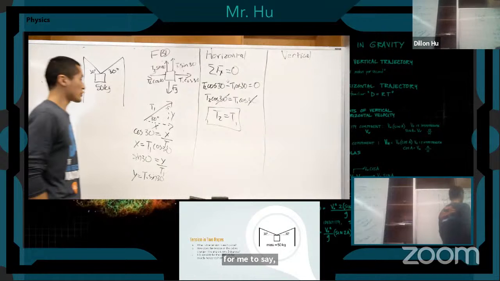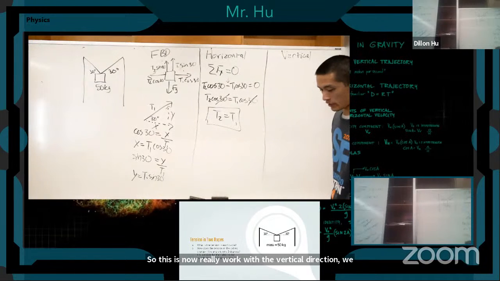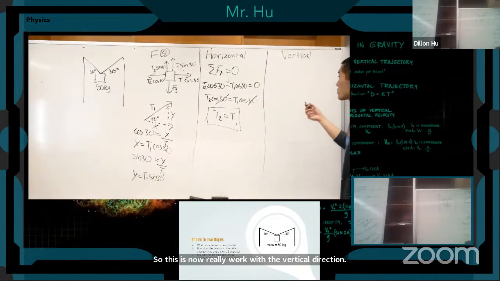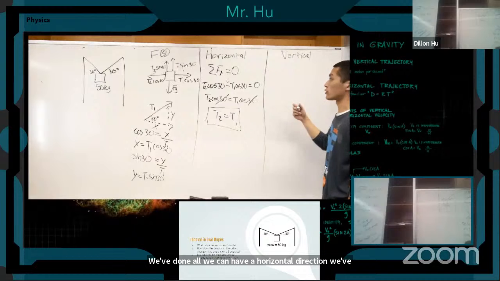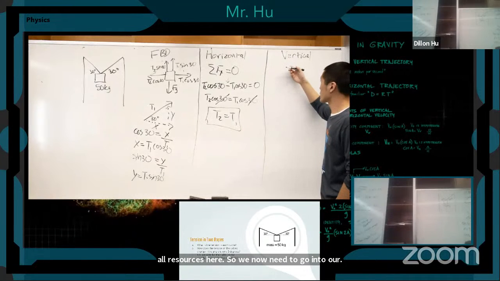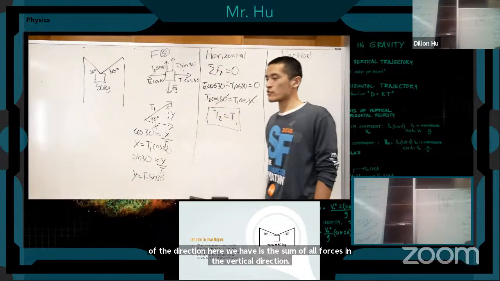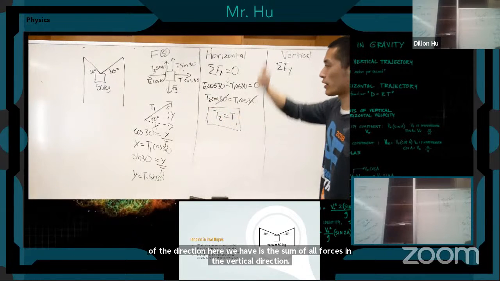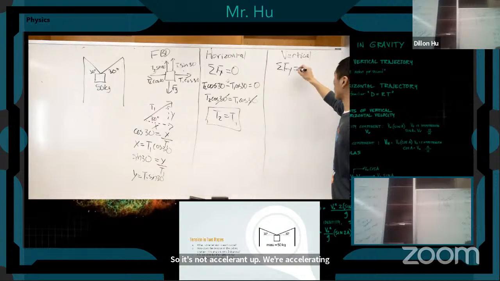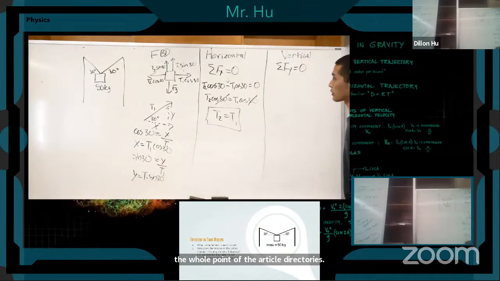So now we're going to work in the vertical direction. We've done all we can in the horizontal direction. We've exhausted our resources here, so we now need to go into our vertical direction. In the vertical direction, we want to find the sum of all forces. Again, the object is hanging, it's in static equilibrium, so it's not accelerating up or down. So the sum of all forces in the vertical direction is going to equal 0.